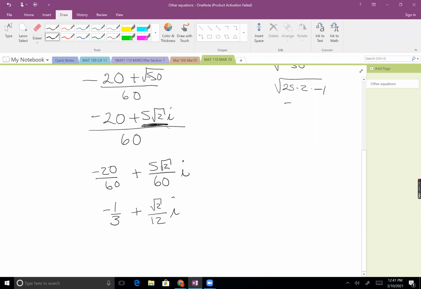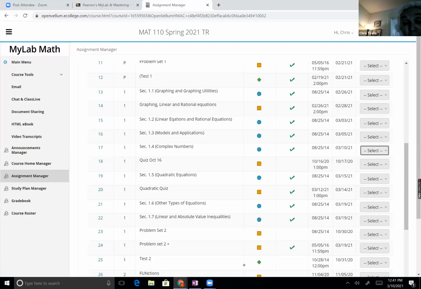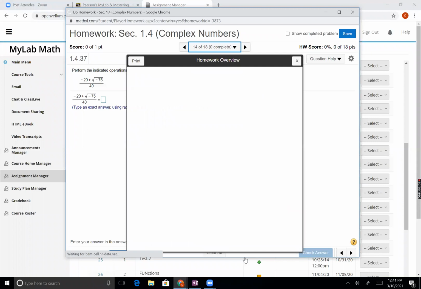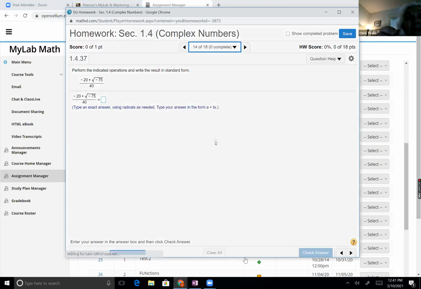Yep. Does anybody else want to look at any other homework questions, either the complex number assignment, 1.4, or the quadratic assignment, 1.5? Yeah, can you do 16 from this 1.4? If it lets me. There we go, we got it.